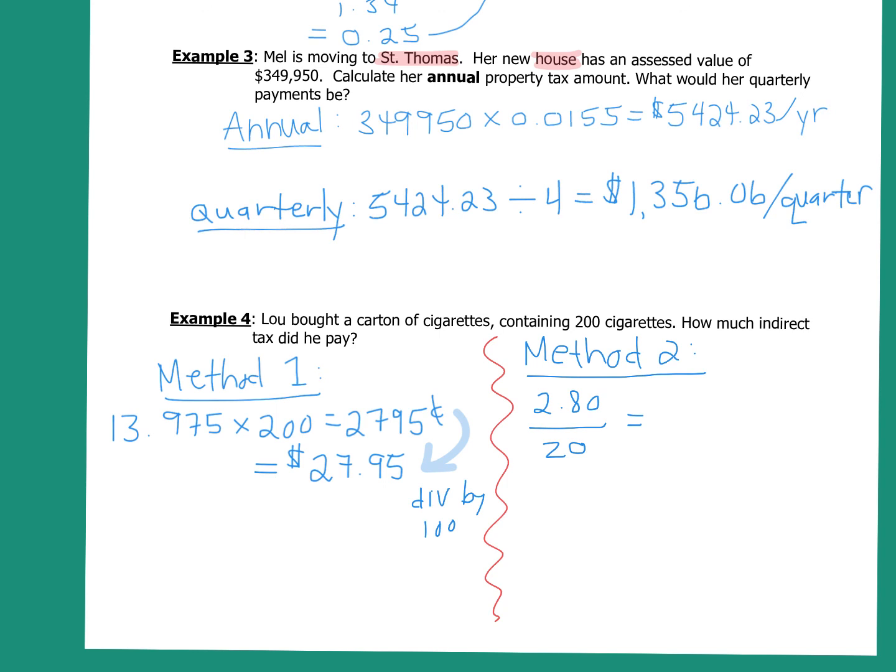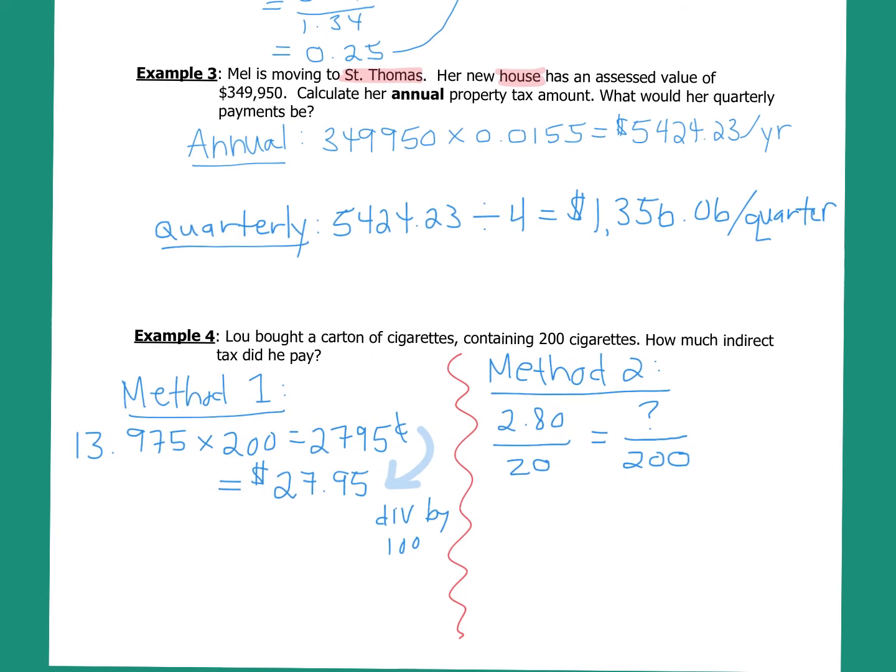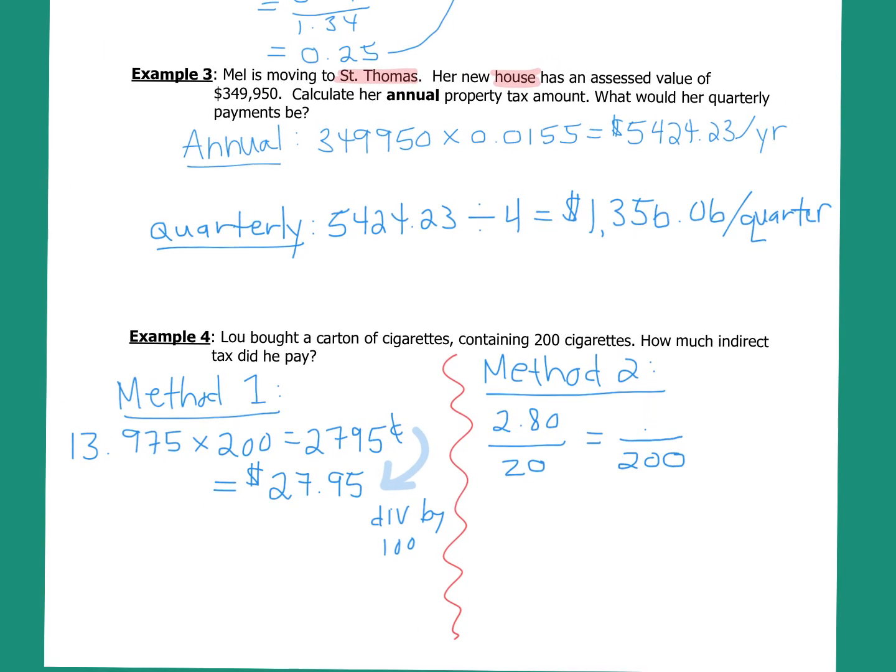So we're going to set up a ratio on both sides of the equal sign. So we know that it's $2.80 for 20. So we're putting the cost on the top and the number of cigarettes on the bottom. So we want to do the same thing over here. So the number of cigarettes we know we want to get to is 200, but we don't know the cost. So instead of a question mark, what we're going to put in is an x. So we've built our proportions and our ratios.